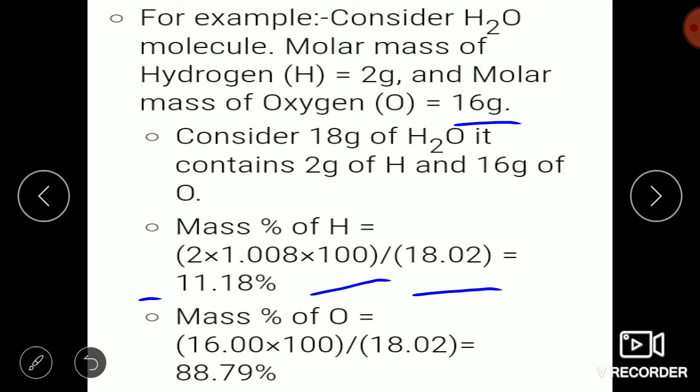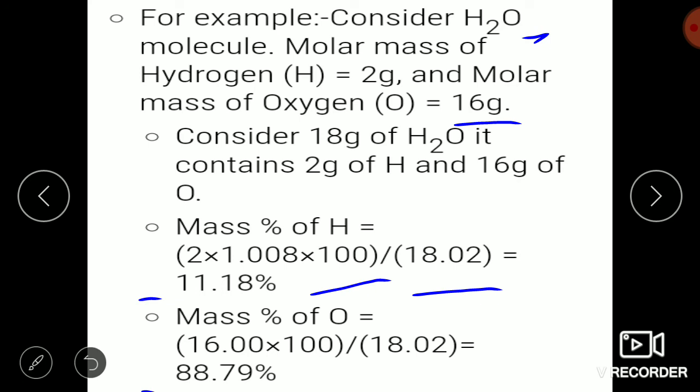Same for oxygen. How many oxygen is there? There is only 1 oxygen. So atomic mass of oxygen or molar mass of oxygen is 16 gram divided by mass of the molecule, that is 18 gram, into 100. Percentage we are calculating, so it will be 100. So we'll be getting the value as 88.79%. Okay, so this way we can calculate the percentage mass of each element in a given compound.